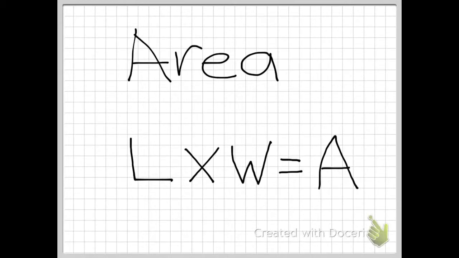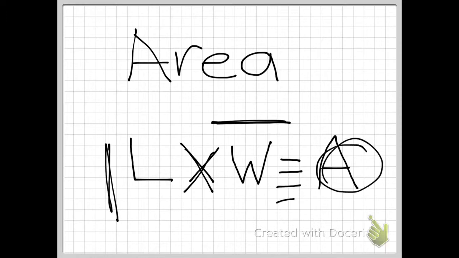We have learned how to find the area of rectangles and squares. We know that the area is length times width equals area. Today, we're going to use what we know to find the area of irregular shapes.